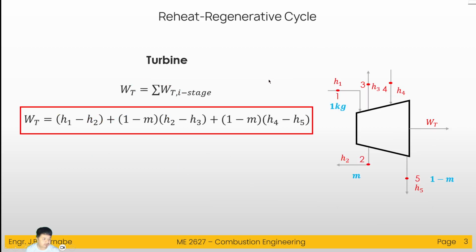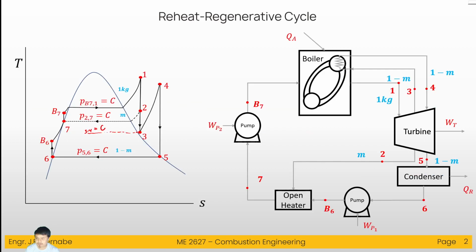Okay. So if you do the heat balances or energy balances, basically it's still the same thing. Compared to the regenerative cycle, I forgot to mention the mass fraction. This is still the same mass fraction. 1 kilogram enters from 1 to 2, so actually from B7 to 2, it is 1 kilogram, and then a fraction of it will be bled by m. So the flow from 2 to 3 is already 1 minus m. 3 to 4 is 1 minus m, and so on up to B6 to 7, it will still be 1 minus m.